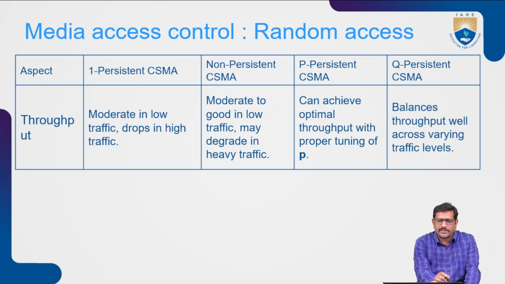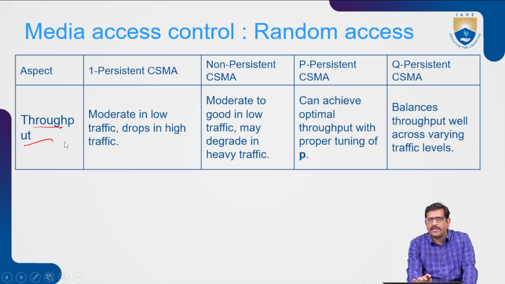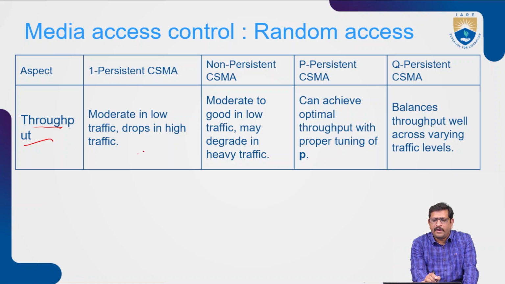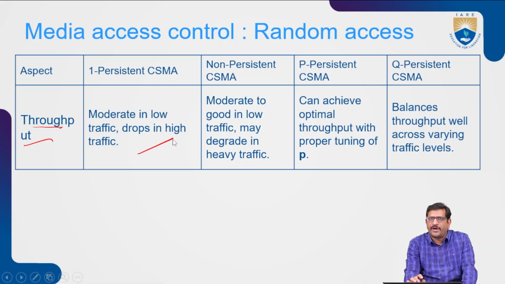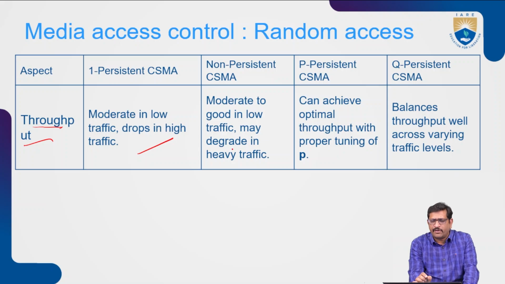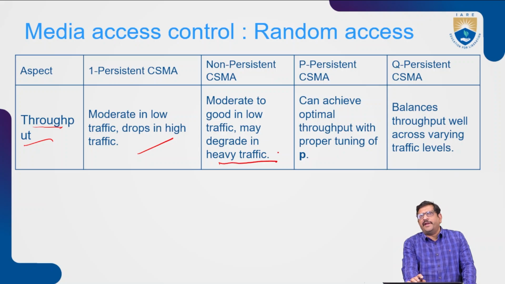Throughput here means how much data is transmitted per second. In one-persistent CSMA, throughput is moderate in low traffic and drops in high traffic. Non-persistent CSMA is moderate to good in low traffic and may degrade in heavy traffic. Here the throughput, the data transmission rate, will be degraded.